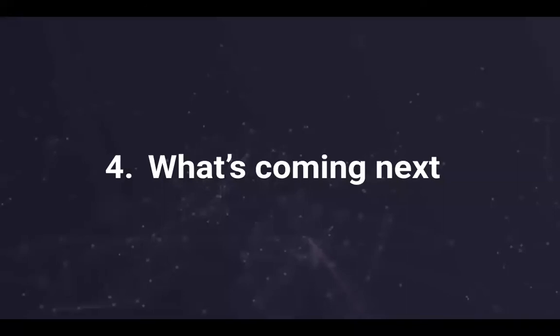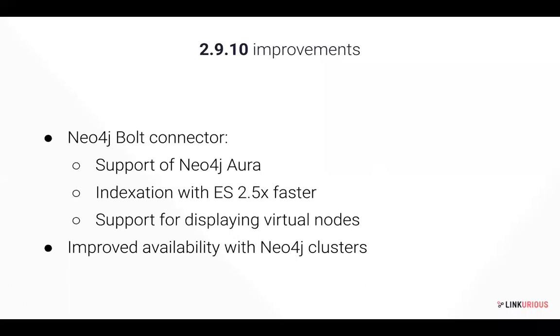Let's move on to our last part about what's coming next. It will be in two parts here because we are going to keep adding new things to the stable branch, the 2.9, and we're going to evolve as well the beta branch to 2.10. So let's start with 2.9 improvements. We have the 2.9.10 coming in about 8 days, and this 2.9.10 will contain significant improvements.